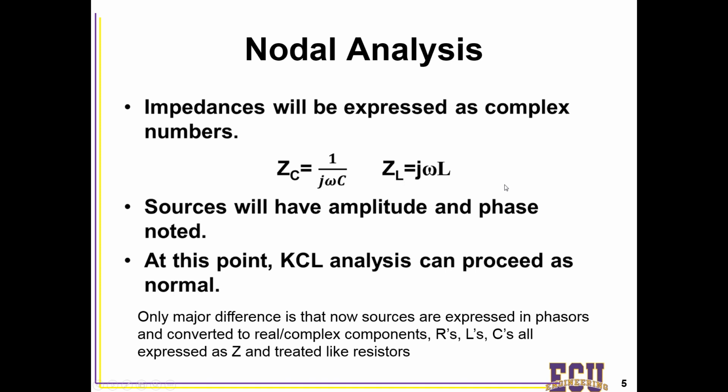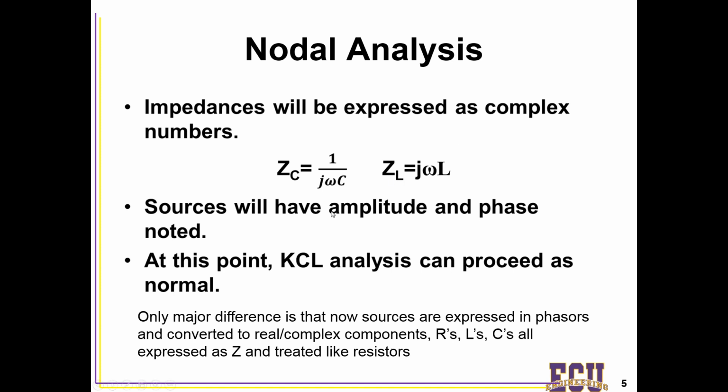This all gets into really just representing i equals C dv/dt, v equals L di/dt, just now in the frequency domain. And so that is what we're doing with these j omegas, is really just representing that derivative relationship that we had between voltage and current previously mentioned in earlier chapters.